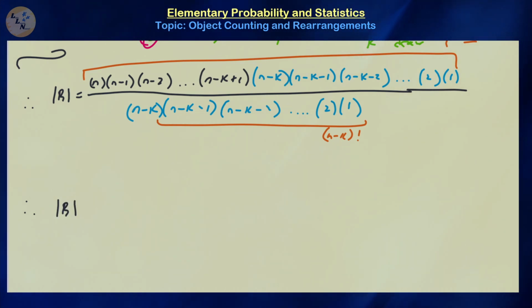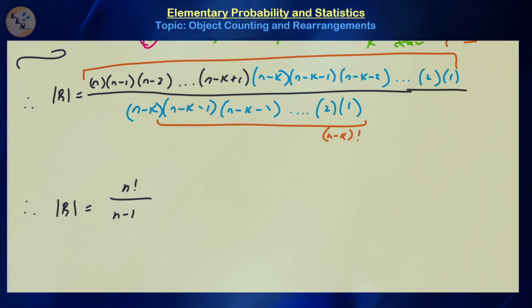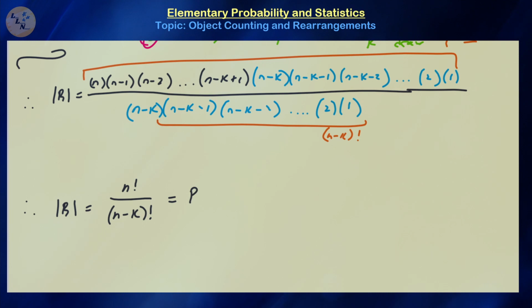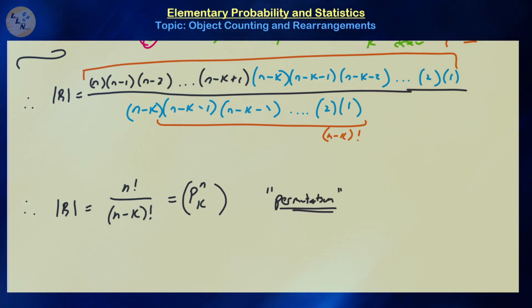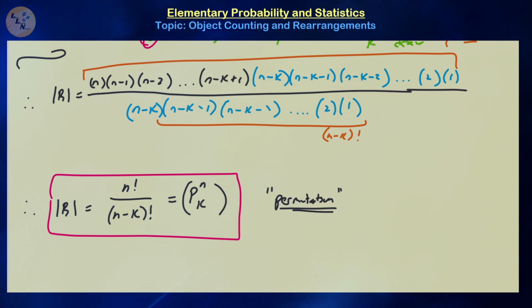So the number of rearrangements of choosing k objects from n distinct objects without replacement is going to be equal to n factorial divided by n minus k, the quantity, factorial, and this does sometimes have another name. This is actually called a permutation. But this is the general formula for that particular problem.